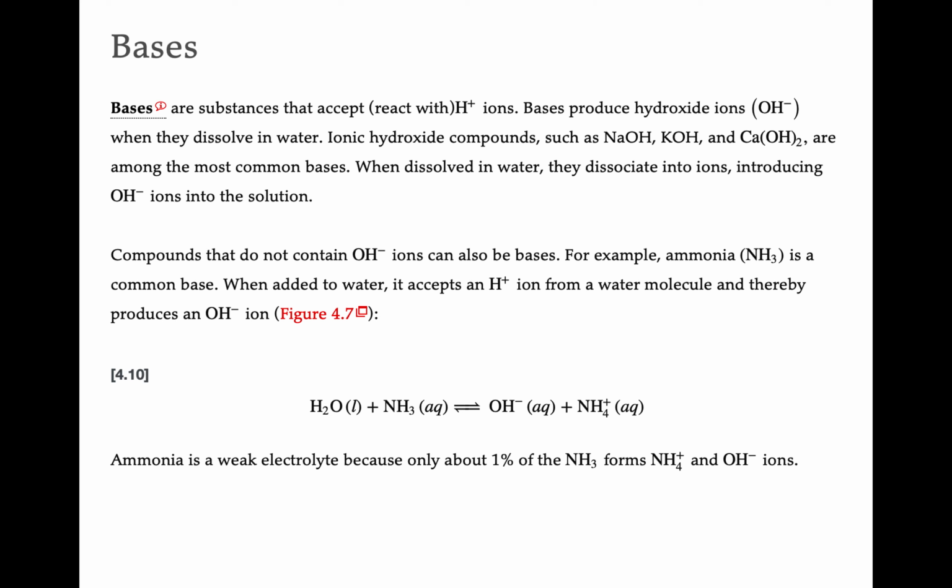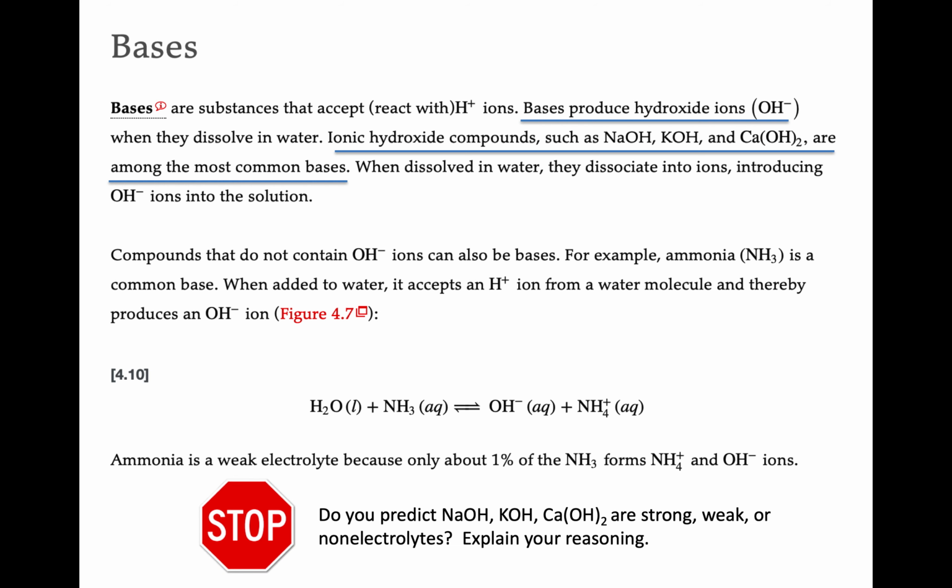Moving on to bases. Our definition for a base is going to be a substance that produces hydroxide ions when they dissolve in water. Common examples are ionic hydroxide compounds. Sodium hydroxide, potassium hydroxide, calcium hydroxide are common bases that we will frequently see. So for these common bases, do you predict they're going to be strong, weak, or non-electrolytes? Pause the video, share your answer, explain your reasoning.